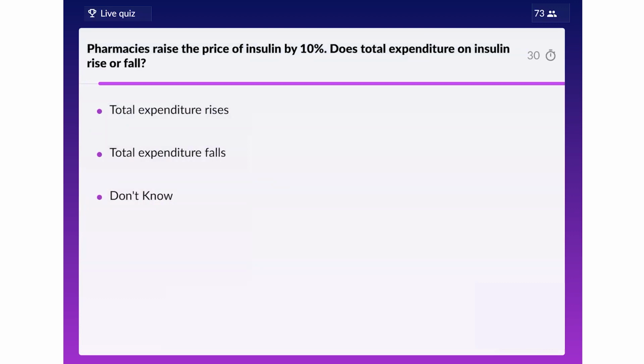All right, so pharmacies raise the price of insulin by 10%. Does total expenditure on insulin go up or go down? Total expenditure goes up, total expenditure goes down, or I don't know. So you have 10 more seconds. Please make your choice.